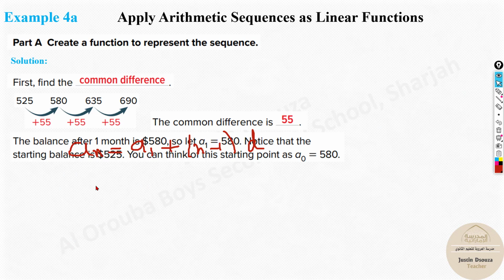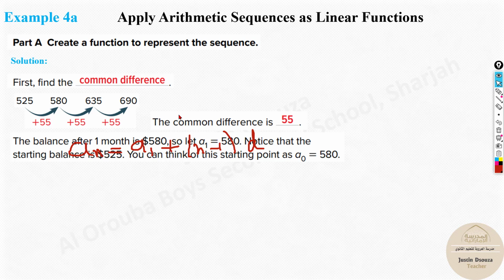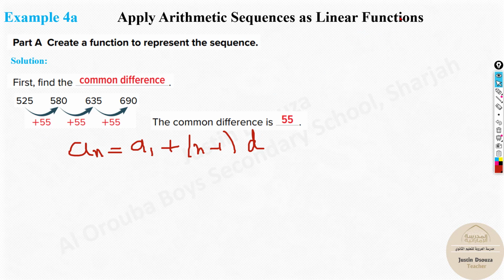Because here, what did they ask? How much she needs to save? She needs to save 1,600. But I just realized they have not asked that. They have just asked you to write an equation. So, okay, that is fine. Whatever is the money, that's fine. D is important and A1 is important.